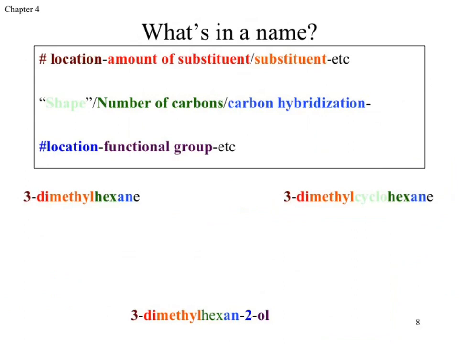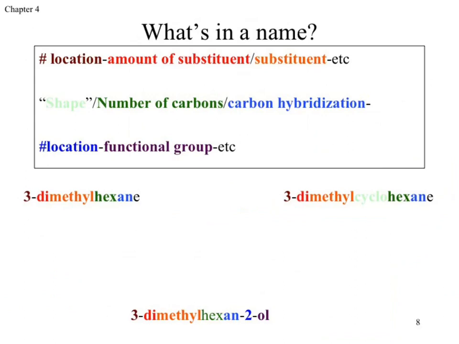Followed by the number of carbons, so our Greek prefix, number of carbons. Our carbon hybridization, which is ultimately referring to ane, ene, or yne, followed by the number for our location for each of the functional groups that follow off of that. All right, I know that's a lot of different pieces to get thrown into that. But the idea is to color code each of these.